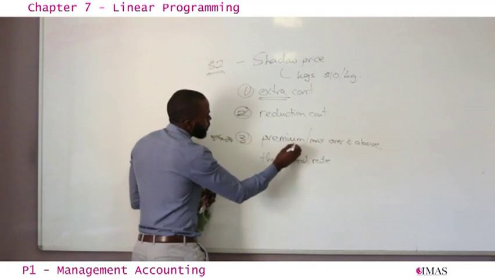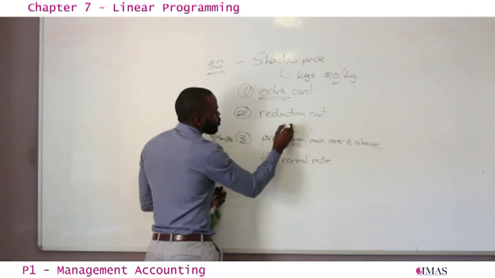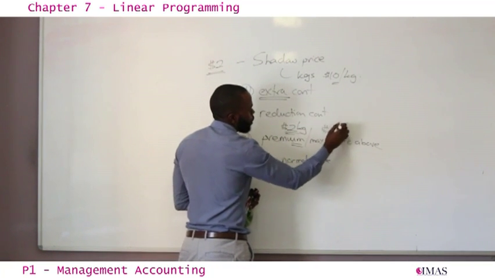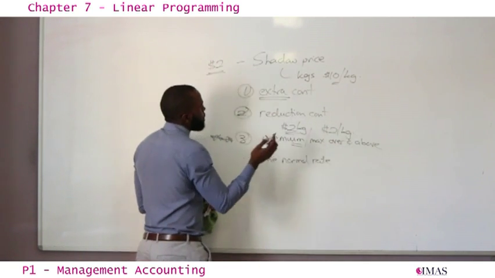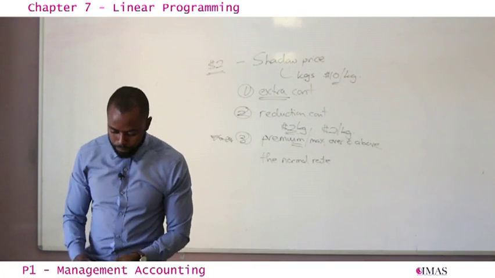So on shadow price, we're looking at what premium can we pay on the $10. We can pay a premium of $2 per kg. That's the maximum that we can pay. We cannot pay more than $2 per kg because it's only going to increase our contribution by $2.